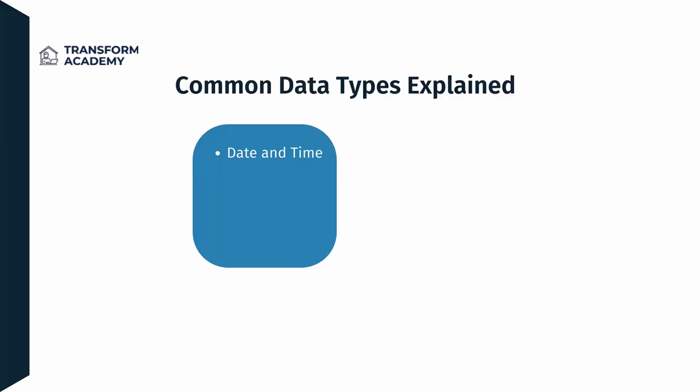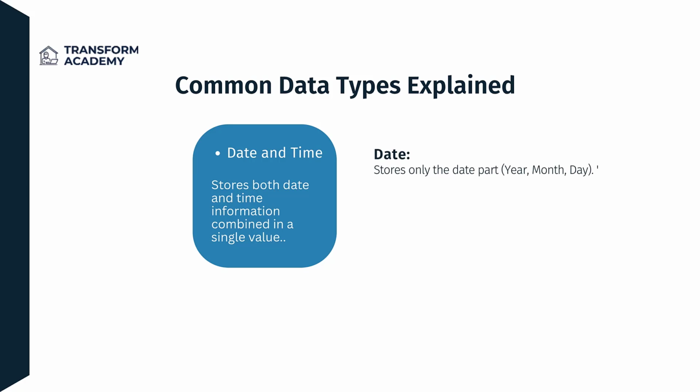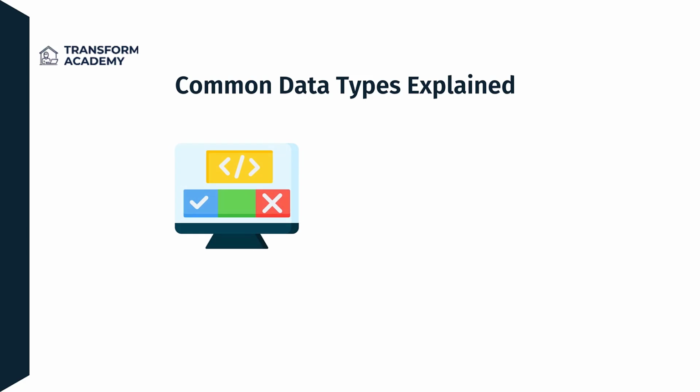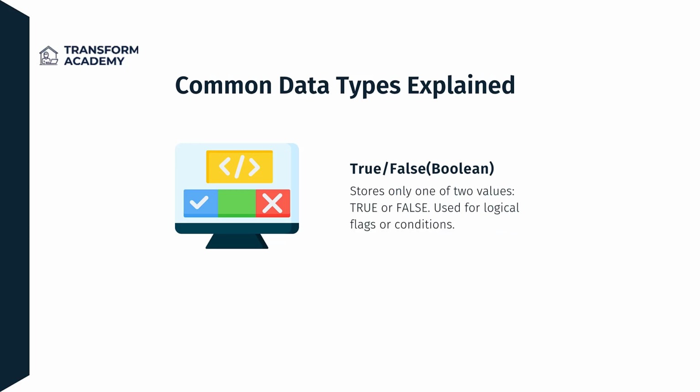Date and time stores both date and time information combined in a single value. Date stores only the date part: year, month, day. Time stores only the time part: hour, minute, second. Boolean stores only two values, true or false, used for logical flags or conditions. Example: is active, is shipped.